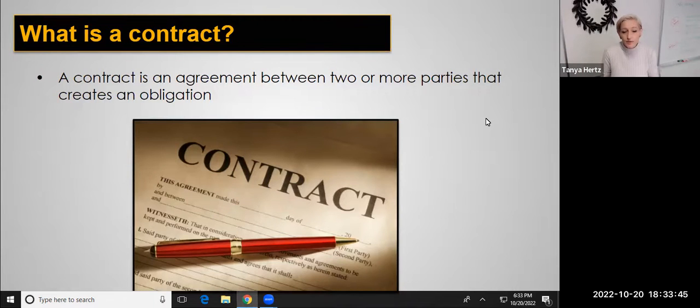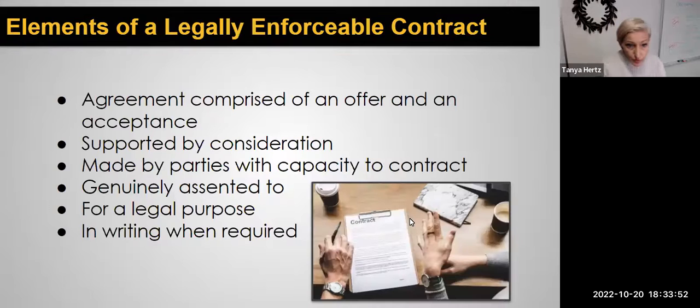So a contract is an agreement between two or more parties that creates some sort of an obligation. Now, by obligation, we mean an offer or request to do something, and then an acceptance of that offer. Some other terms that you need to know that are part of a legally enforceable contract include the fact that that offer is supported by consideration, meaning something of value is exchanged.